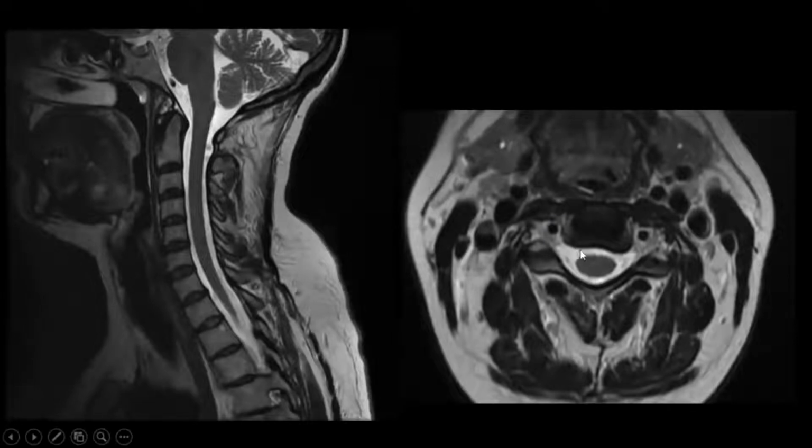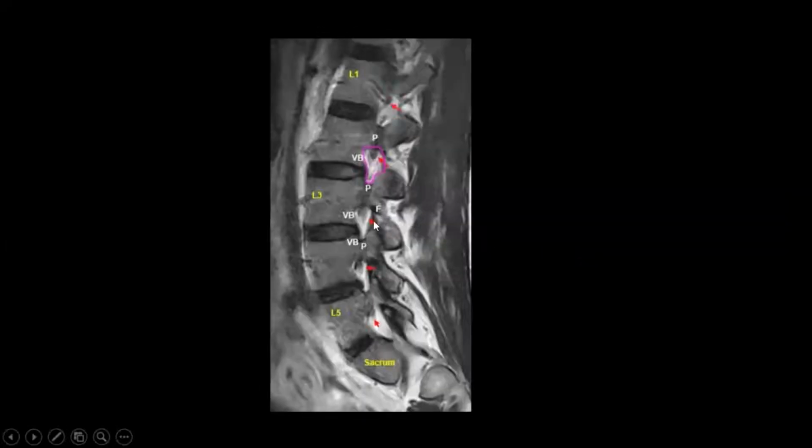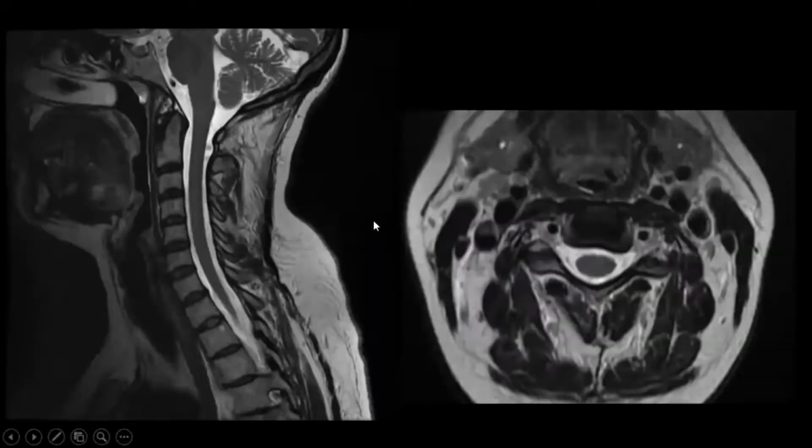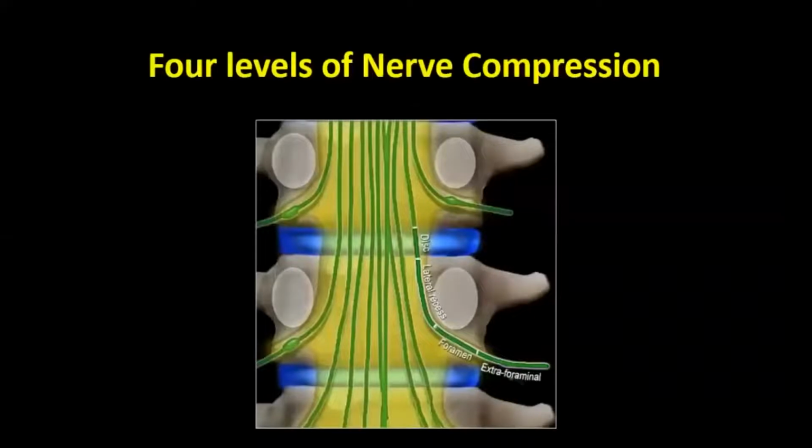And in the case of the cervical spine, this is best assessed on the axial images, unlike the lumbar spine, where it was best assessed on the sagittal images. We will discuss cases where this will become more obvious. Now, nerve compression can happen at 4 levels, most commonly at the level of the disc, going inferiorly and laterally. This could happen at the level of the lateral recess, the foramen, or the extraforaminal level.